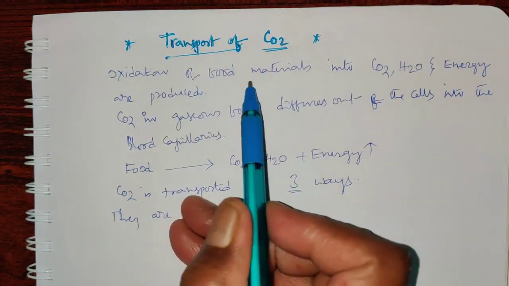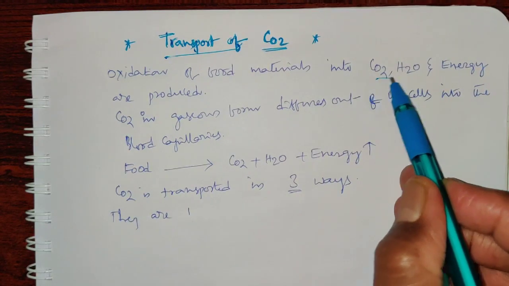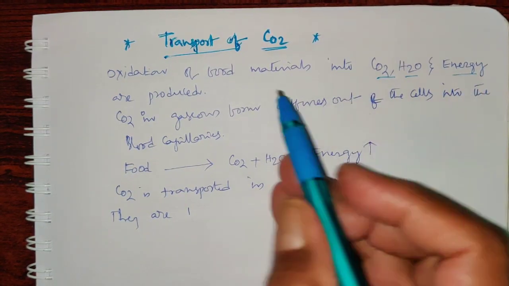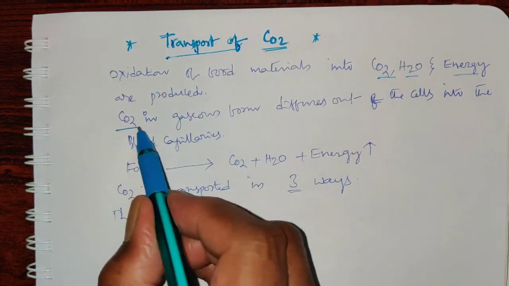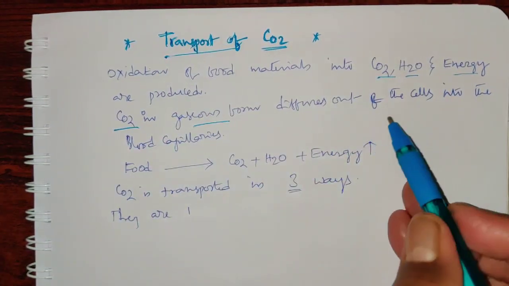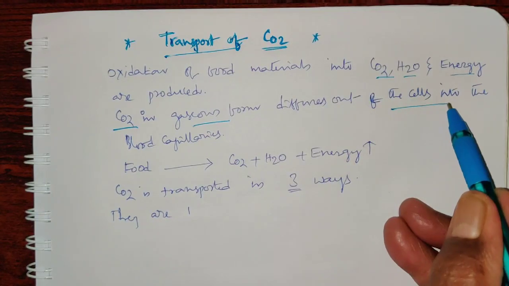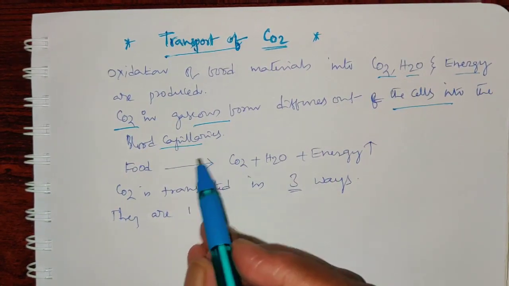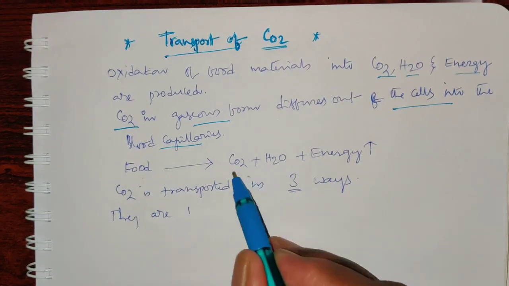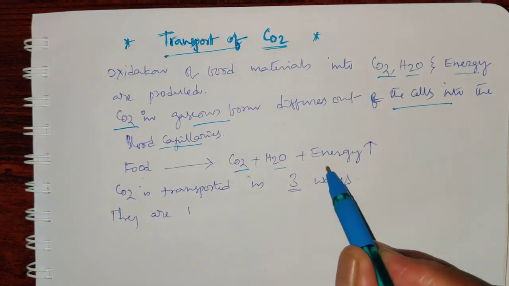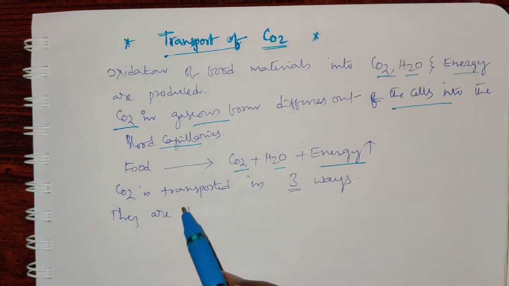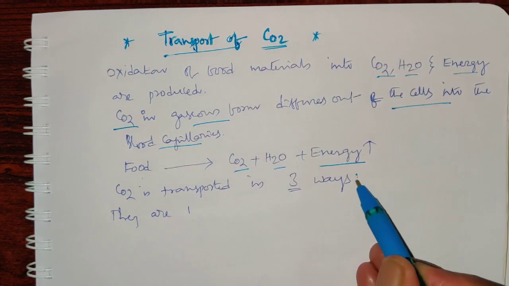During the oxidation of food materials, the food is converted into carbon dioxide, water and energy. Now the carbon dioxide is in gaseous form. It diffuses out of the cells into the blood capillaries. Carbon dioxide is transported in three ways.